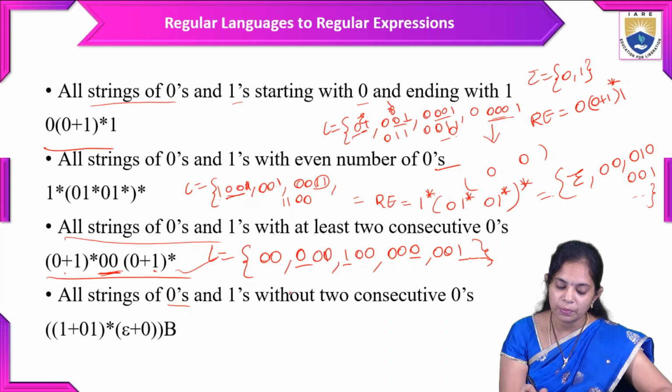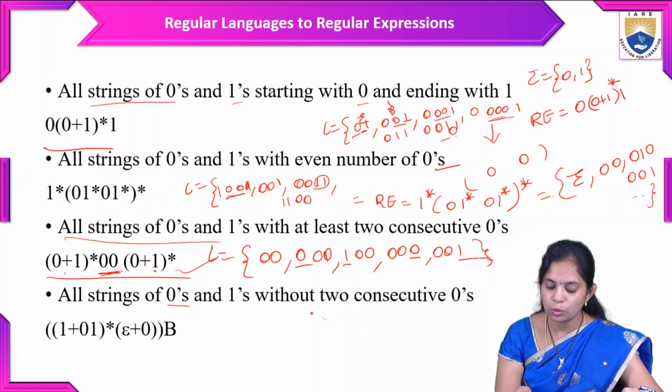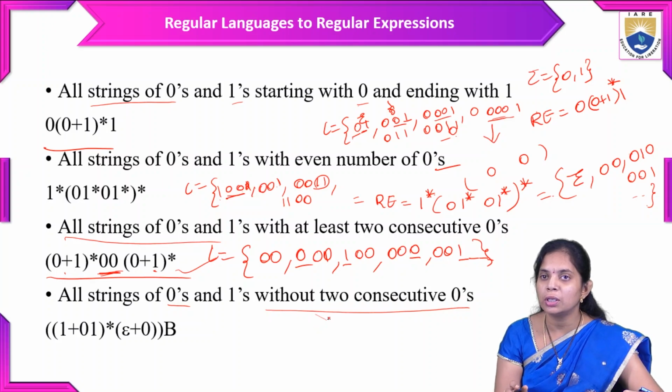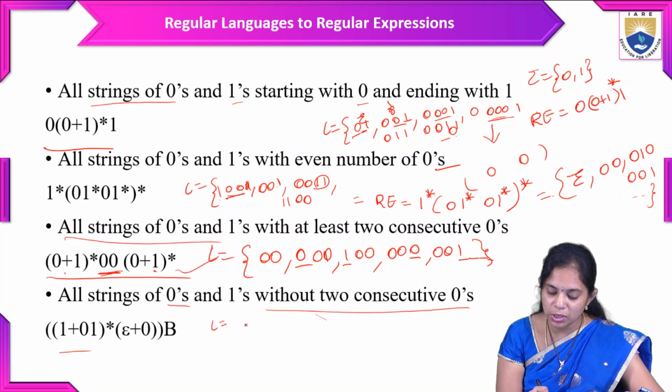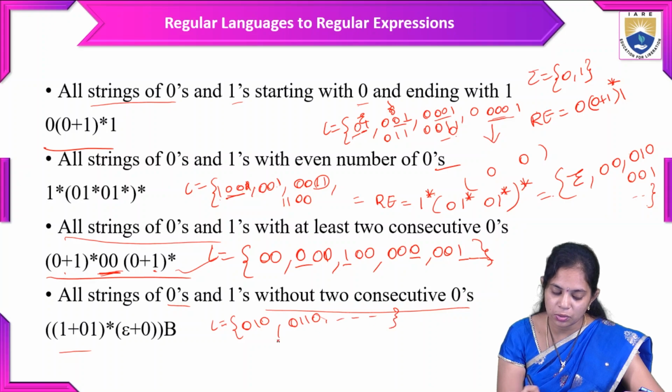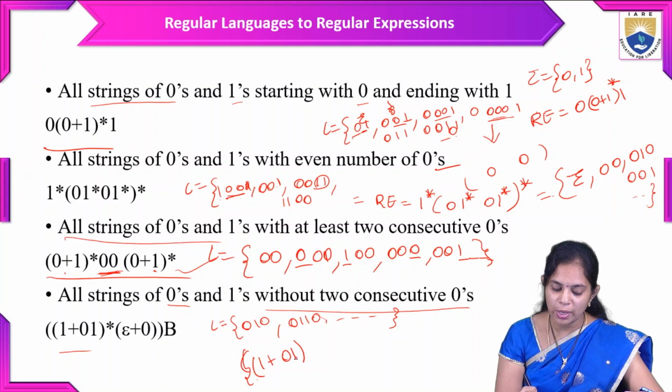And we will also discuss all strings of zeros and ones without 2 consecutive zeros. That means no continuous 2 zeros should be there. So for that we are writing the language. So for all the strings of zeros and ones without 2 consecutive zeros, we can write 0 1 0, and 1 1 0, and we also write like this. The string first must have 1 or 0 1.